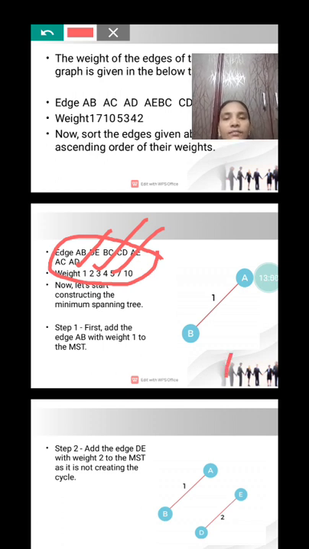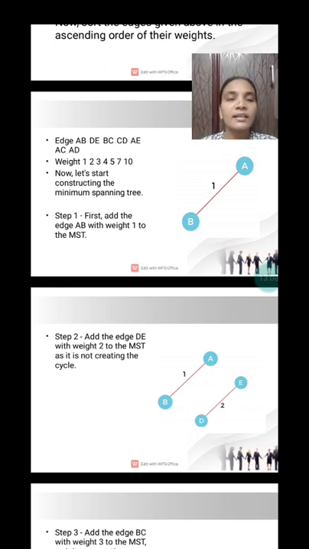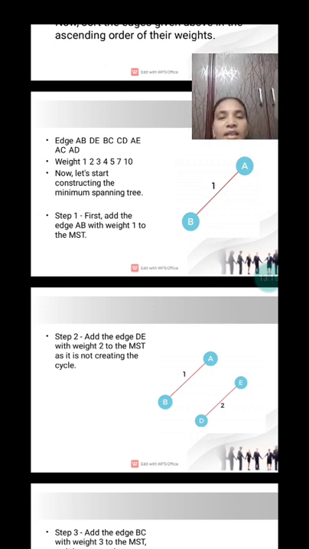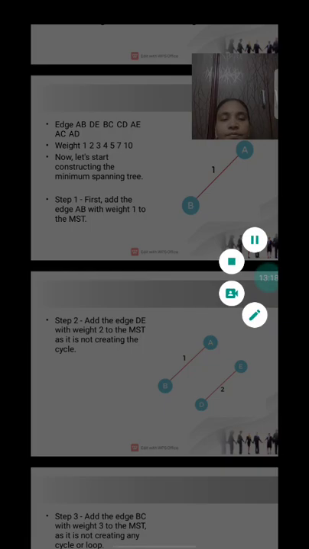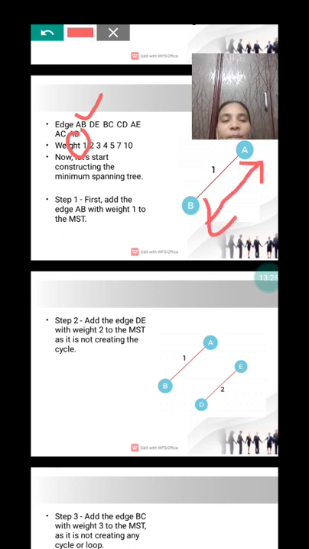Step 1. First, add the edge AB with weight 1 to the minimum cost spanning tree. As stated above, we have to have the minimum weight. So we have to select the minimum one. So here we have AB which is having minimum distance of 1. So we have taken the connection AB here. Now step 2, add the edge DE. After AB we have DE with 2 units of distance. So we will be having DE present over here.